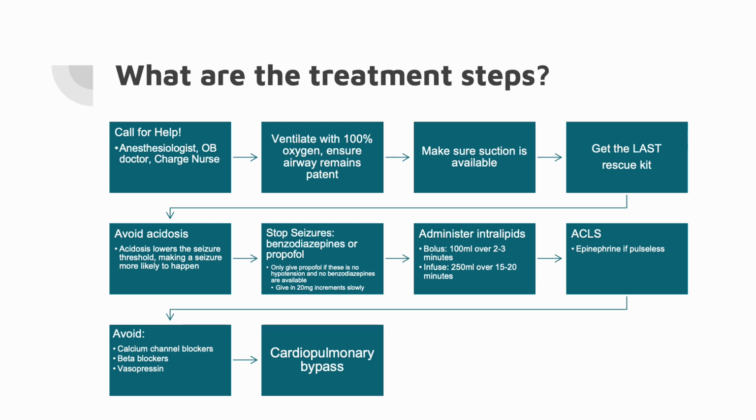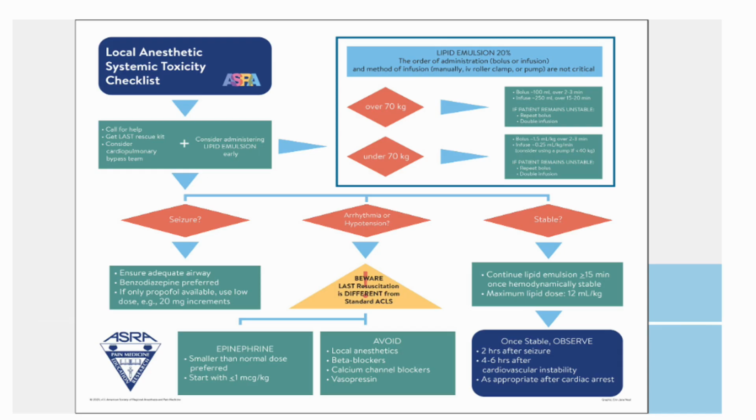Then our intralipids. We'll talk about where to get these, but here's our bolus of 100 mLs over 2 to 3 minutes, and then infuse 250 mLs over 15 to 20 minutes. And then we go into ACLS if our patient becomes pulseless and we need to run a code. We do want to avoid any calcium channel blockers, beta blockers, or vasopressin. And then, on down the line would be cardiopulmonary bypass. Like I said, hope none of us ever see this.